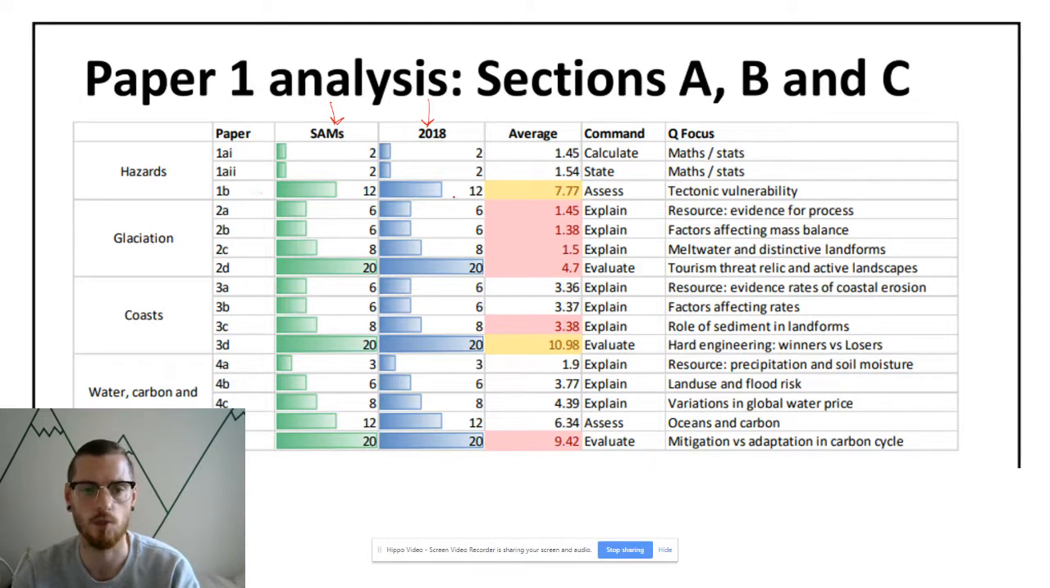And 1B was a 12 marker. We don't do glaciation, so skip to coasts. And coasts had 4 questions, 3A, 3B, 3C, and 3D, worth 6, 6, 8, and 20 marks.